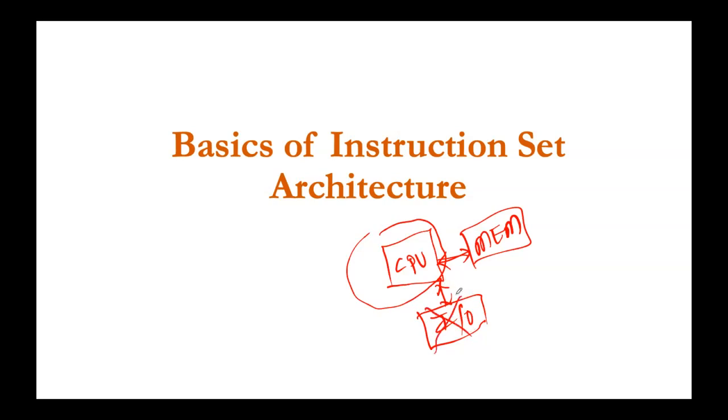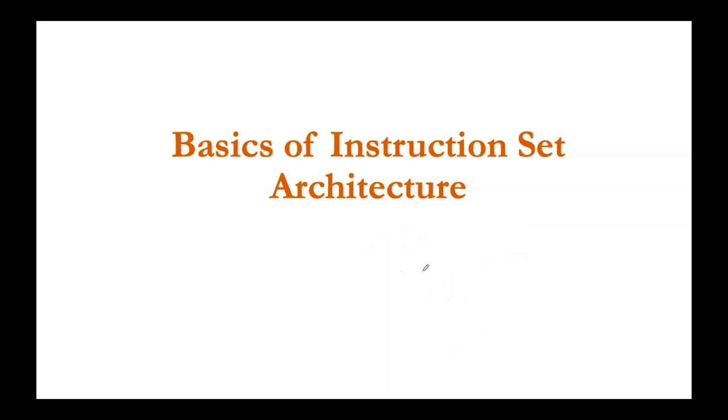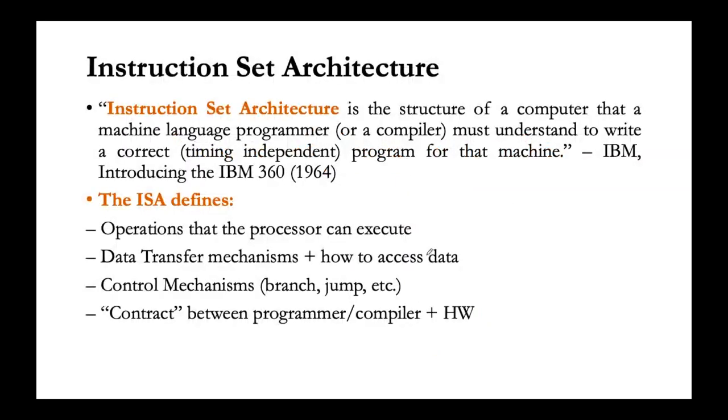We are not going to cover the input output, the instructions. So the basic structure of this instruction set architecture follows the definition: the instruction set architecture is the structure of a computer that a machine language programmer must understand to write the program for that machine. So that is the architecture.